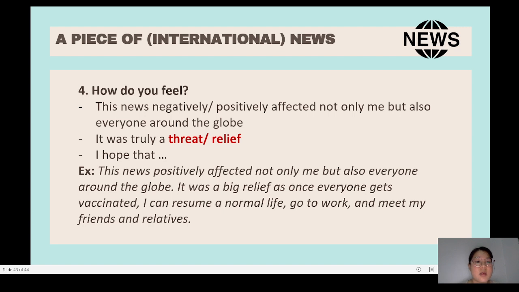Let's see here. This news positively affected not only me but also everyone around the globe. It was a big relief as once everyone gets vaccinated, I can resume a normal life, go to work, and meet my friends and relatives.